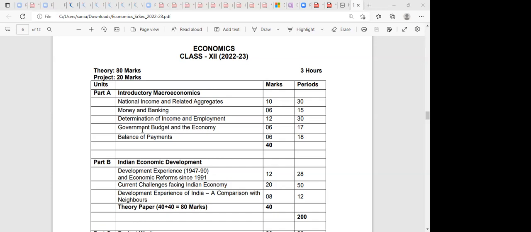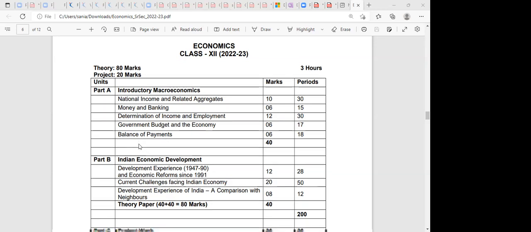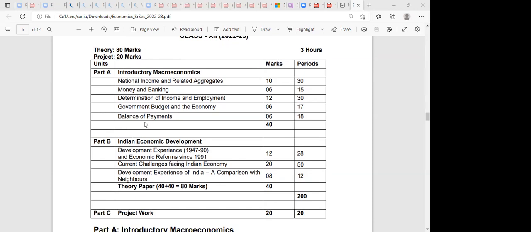Next, we'll be doing government budget and the economy. See, for example, it's your birthday today, so you'll make a budget, right? I'm going to spend my money over here, I'm going to spend my money over there. Similarly, the government also prepares a budget in order to run a country. That will be for 6 marks. Next, we'll be doing BOP, which is balance of payment. Whether you are importing or exporting, balance is important. That will be for 6 marks. Clear?